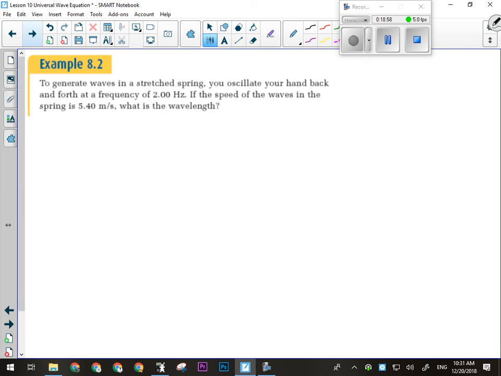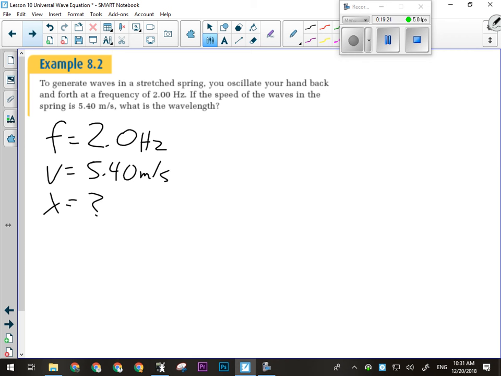All right, so let's have a look at this one here. If I want to generate waves on a stretched spring, like a slinky, and you oscillate your hand back and forth at a frequency of 2 hertz. So they gave me the frequency, 2.0 hertz. The speed of the waves on the spring is 5.4 meters per second. What's the wavelength? All right, so there's my givens.